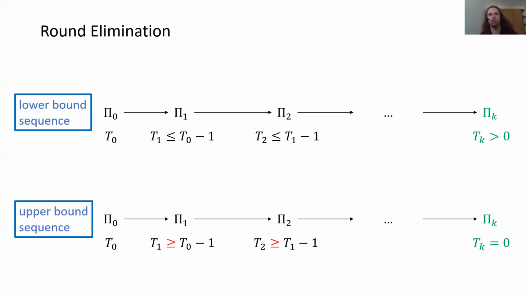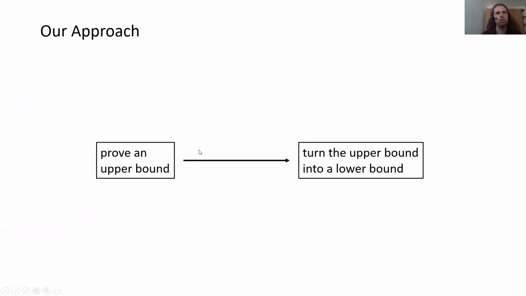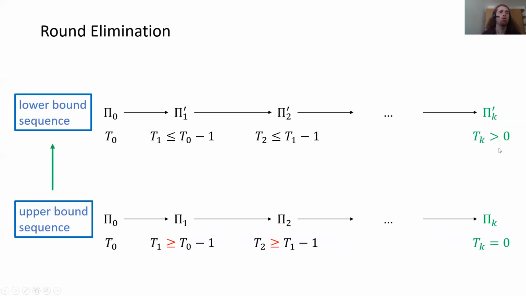And now you may ask, why do I tell you about upper bound sequences when our goal is to prove a lower bound sequence? The reason is that we get this lower bound by first proving an upper bound and then turning this upper bound into a lower bound. More precisely, we find an upper bound sequence for the problem pi 0, which we'll set to be 2 beta ruling set, which will then give us an upper bound for 2 beta ruling set. And then we will turn this upper bound sequence into a lower bound sequence that will give us our desired lower bound.